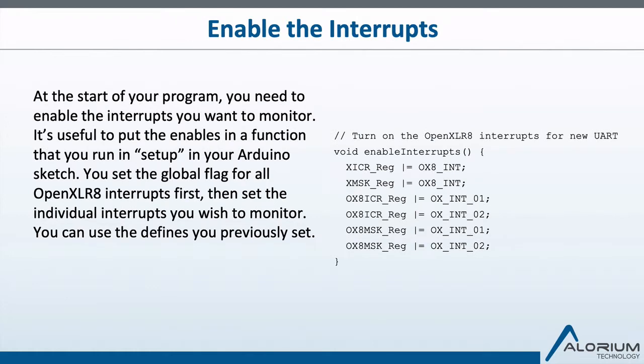At the start of your program, you need to enable the interrupts you want to monitor. It's useful to put the enables in a function that you run in setup of your Arduino sketch. You set the global flag for OpenXLR8 interrupts first, and then the individual interrupts that you want to monitor. And this is why we defined those bits previously. So you can see here, I'm reusing those example defines to set the OpenXLR8 control and mask registers.